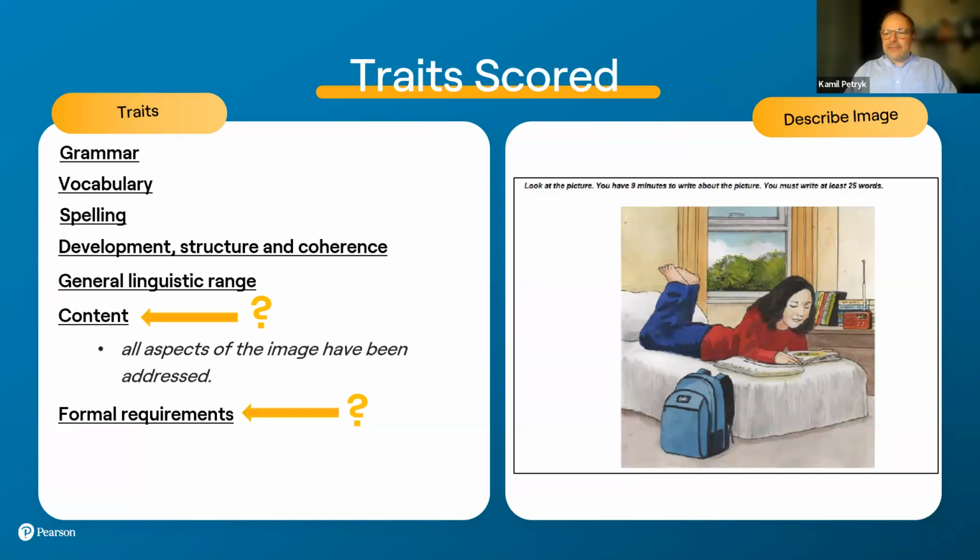So when it comes to formal requirements, well, it must be a description, so it cannot be a dialogue, it cannot be a story, it must be a description, simply speaking, and it must contain at least 25 words. So that's what is hidden under this expression formal requirements. This is what is assessed, what is scored in this trait.